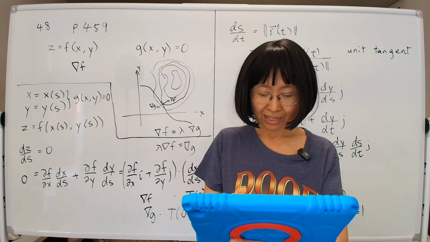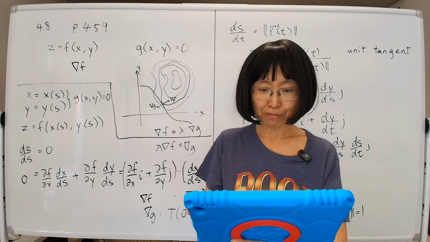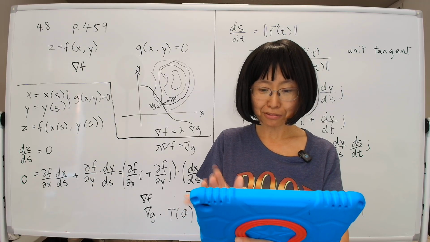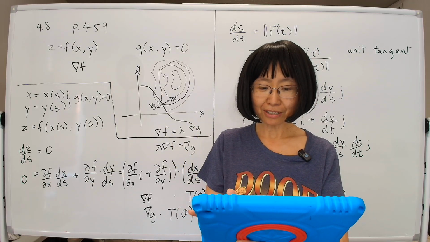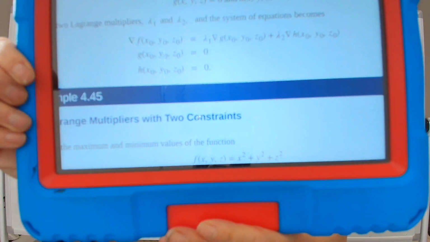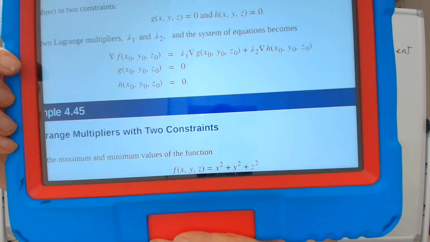And moving on, the next page is for example 4.45. That's even worse. Now we have two constraints. And how do you handle two constraints? Here is how you handle it. Right above on the same page of example 4.45, you see how to handle it.